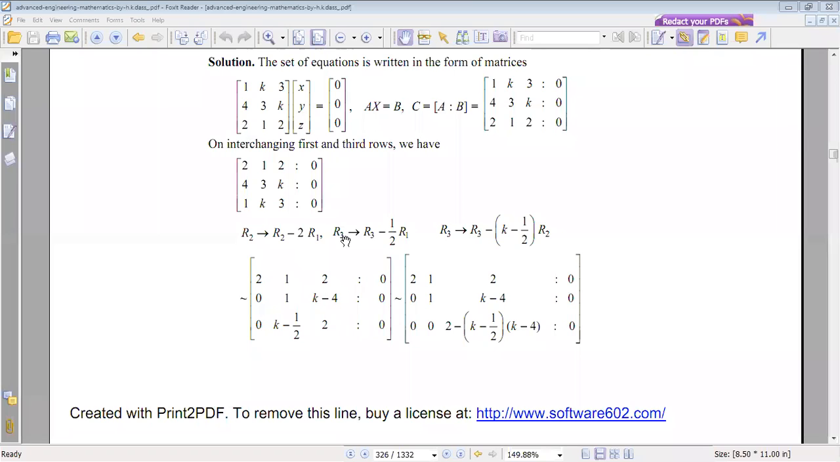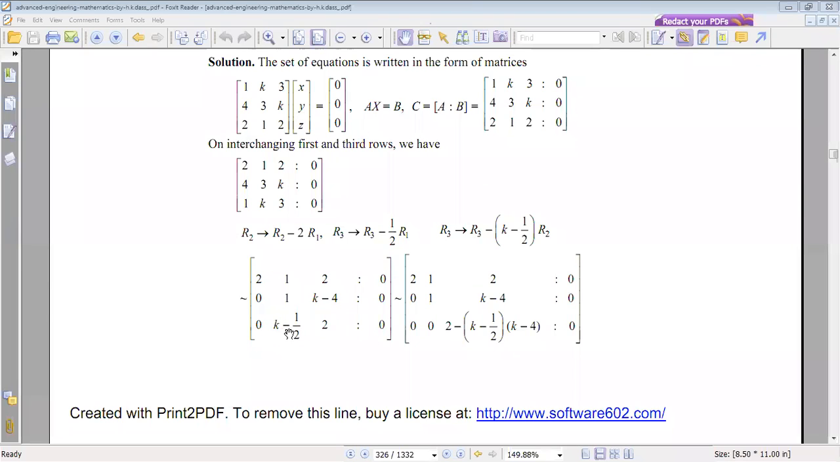Again, row 3 tends to row 3 minus half row 1. So obviously 1 minus 2 into 1 by 2, so it will be 0. K minus 1 by 2 into 1, that means k minus half. 3 minus 1 by 2 into 2, so 3 minus 1, which is equal to 2. Okay, clear? Now see here, now our aim is how we can make this.